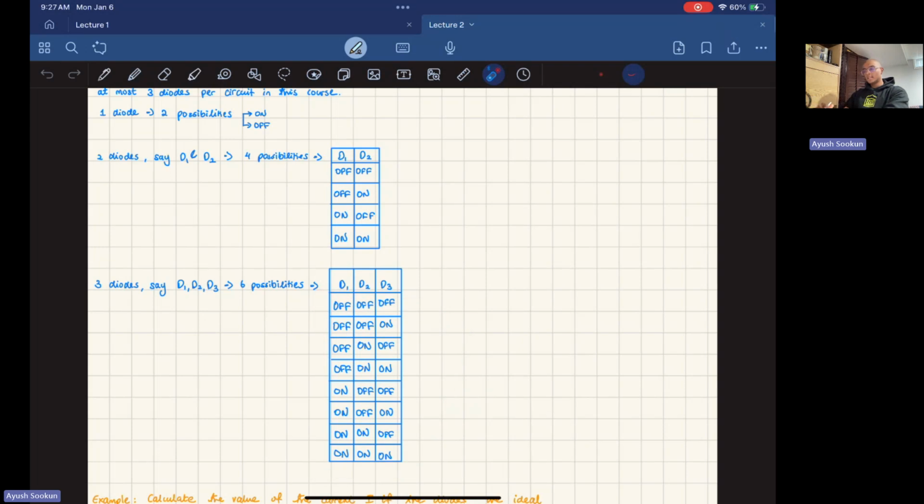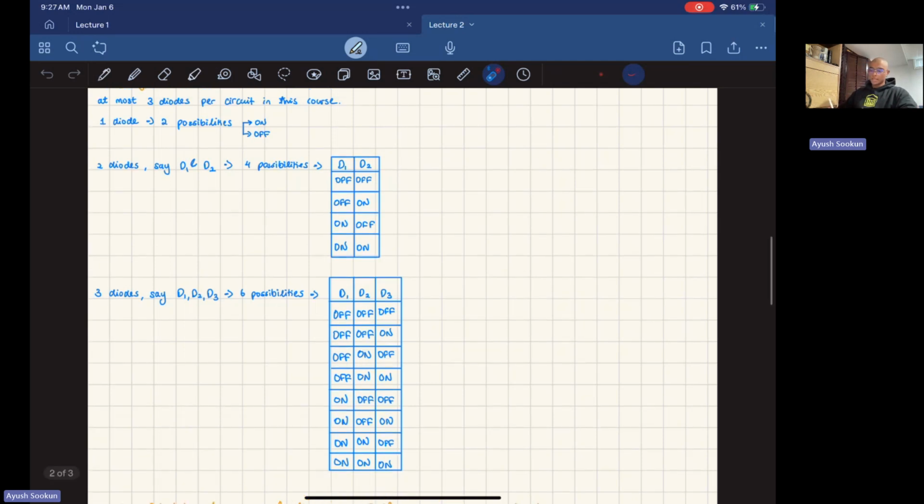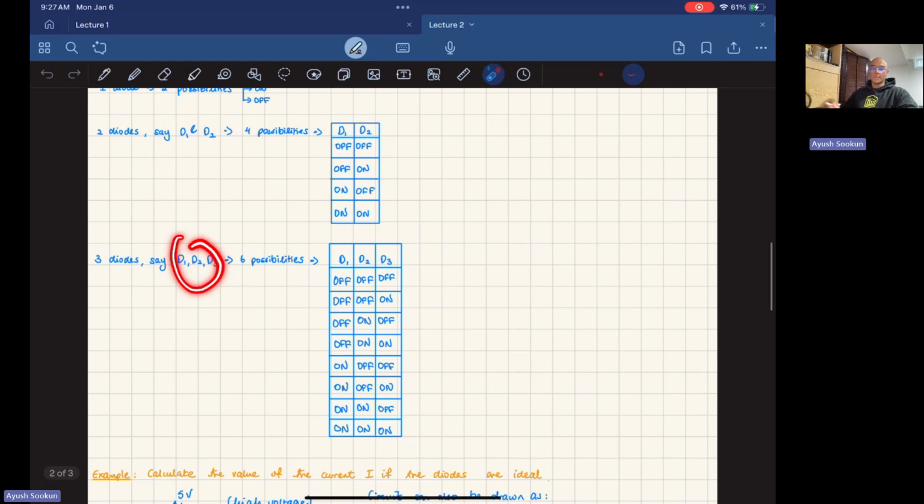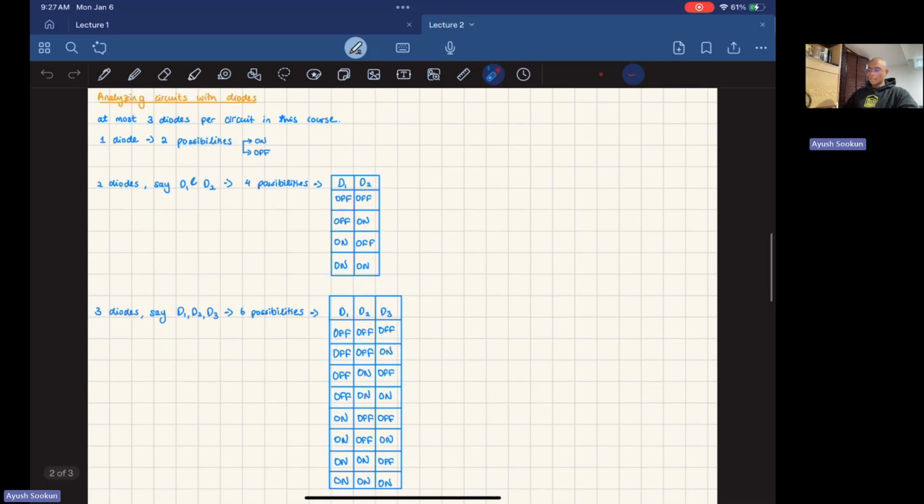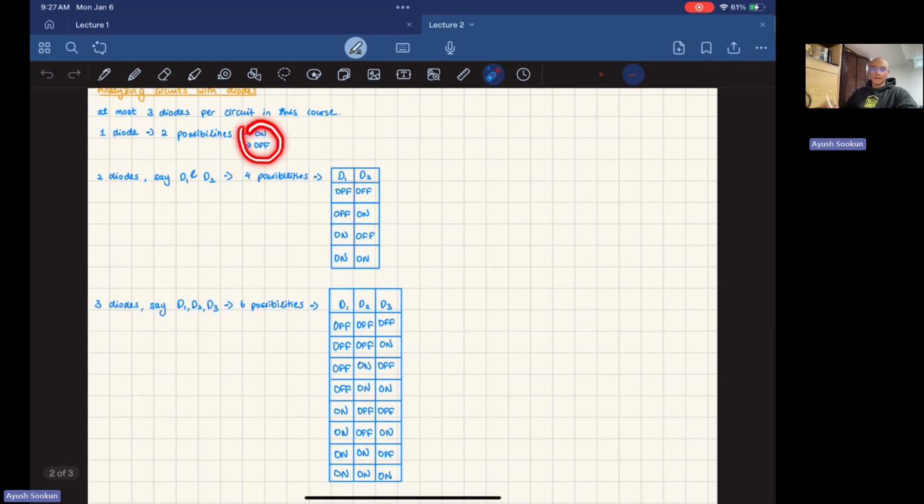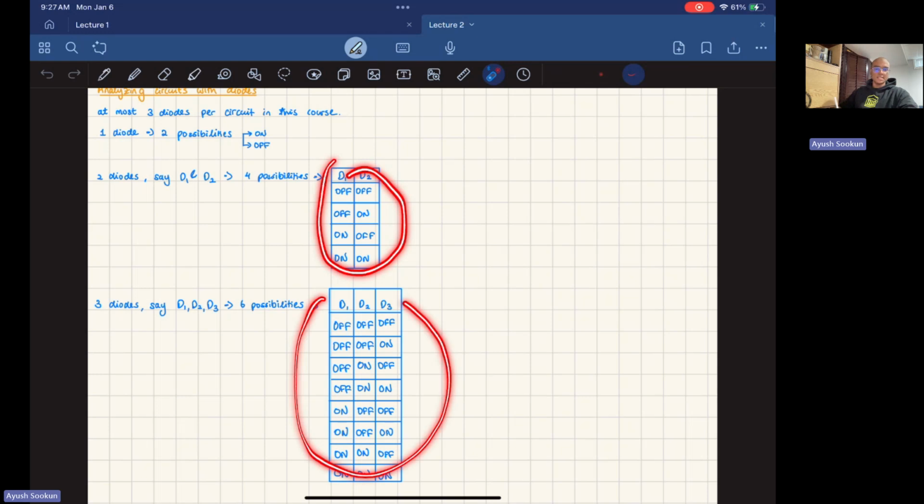Now, looking at this, you might say that this is very, very similar to truth tables that you've seen in Digital Systems 1. Well, it's very similar to that. It's very similar in the sense that you can visualize it as being 0, 1, 0, 1, 0, 0, 1, 1, that type of thing. But like I said, you're not going to go more than 3 diodes in this course. So all the possibilities that are possible here is either on, off, these 4, or these 8.